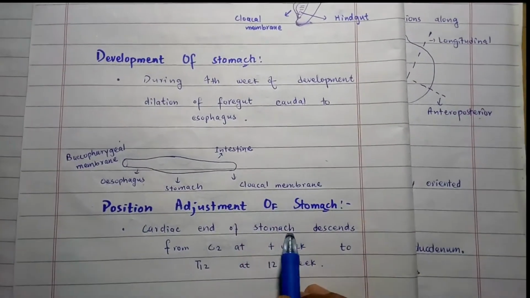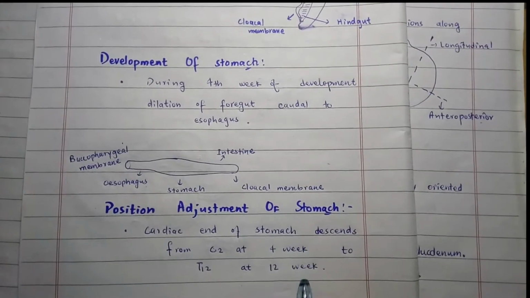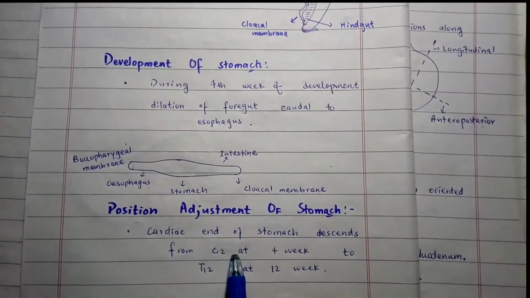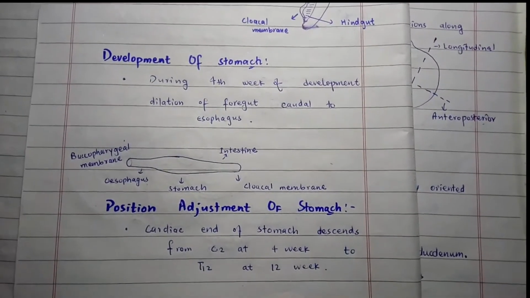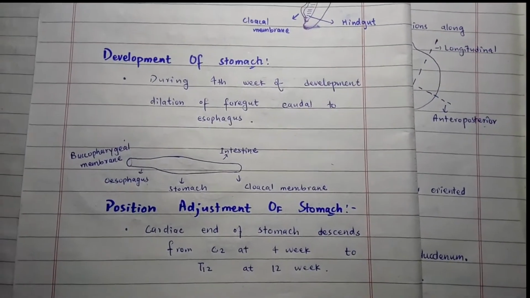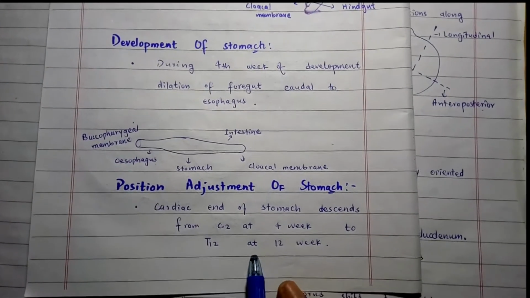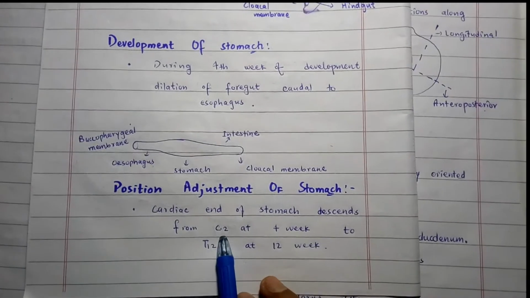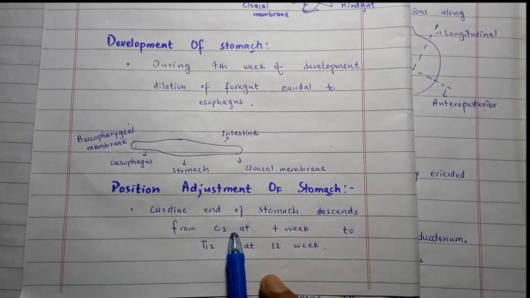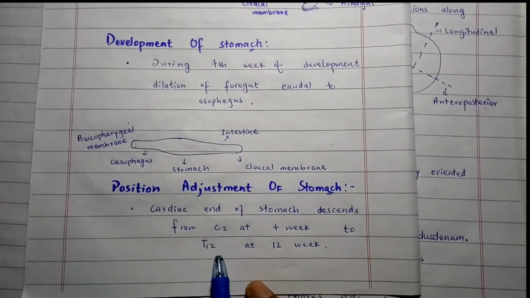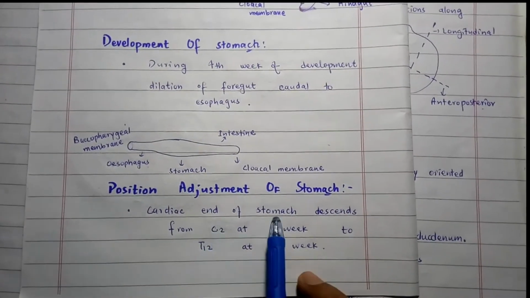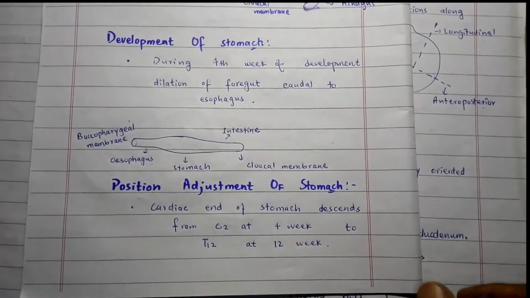Then the position and adjustment of the stomach. The caudal end of the stomach descends from C2 at the 4th week to the 12th week, from cervical vertebra C2 to thoracic vertebra T12. The caudal end of the stomach descends.